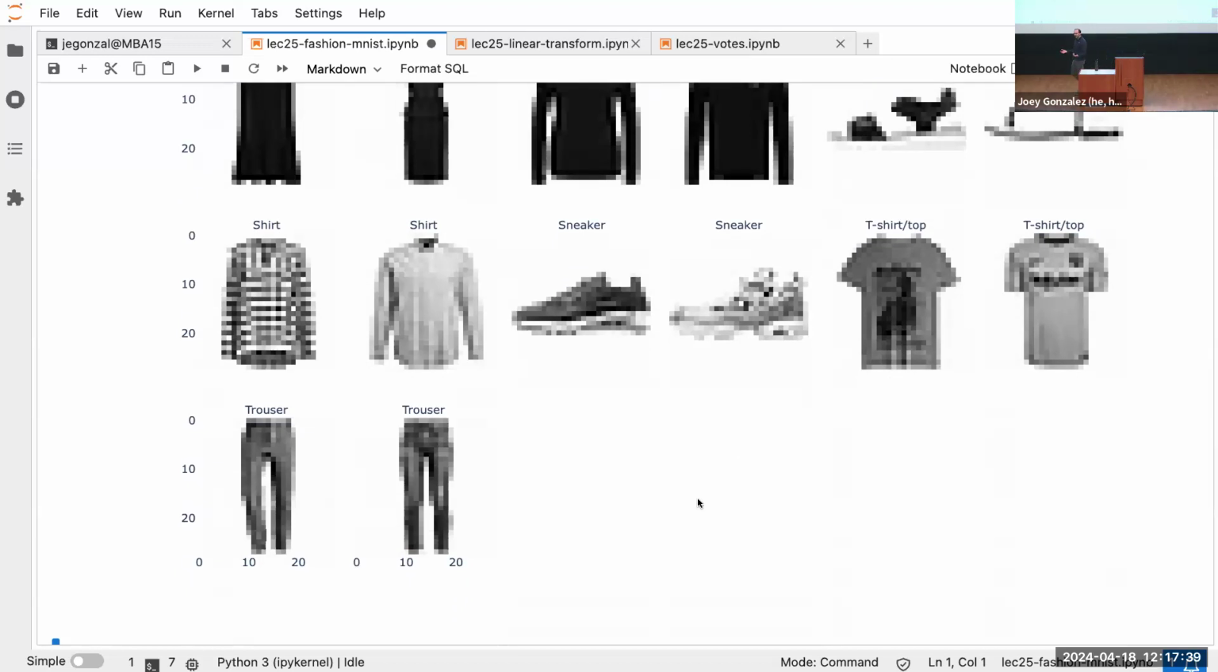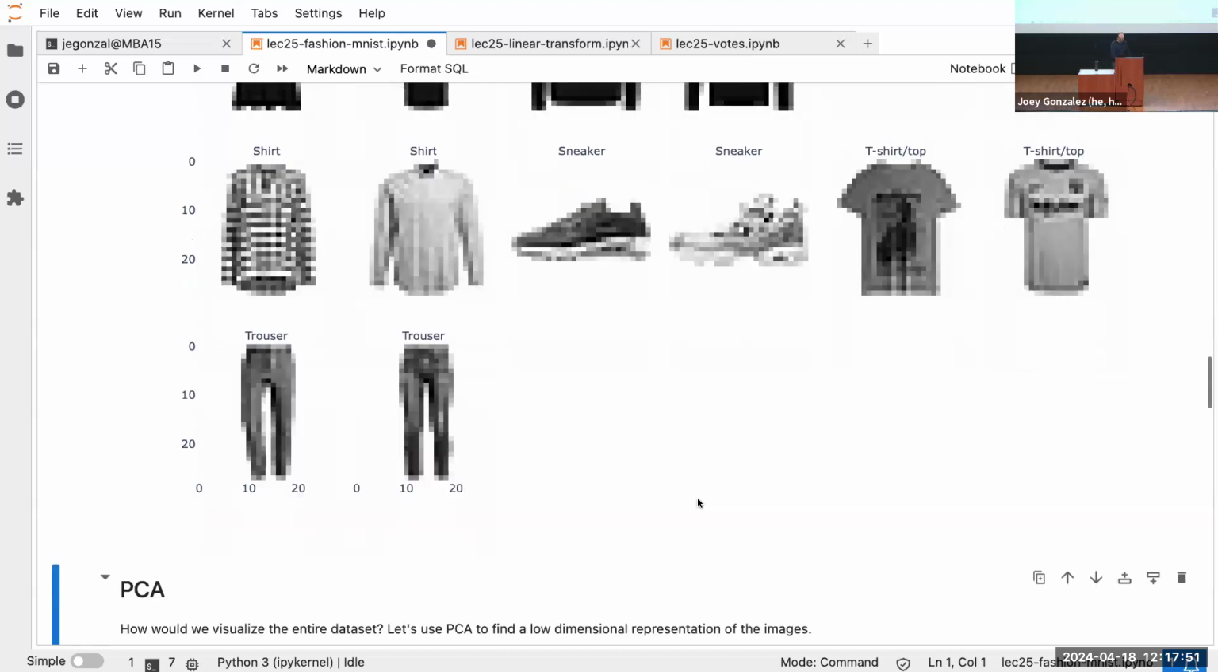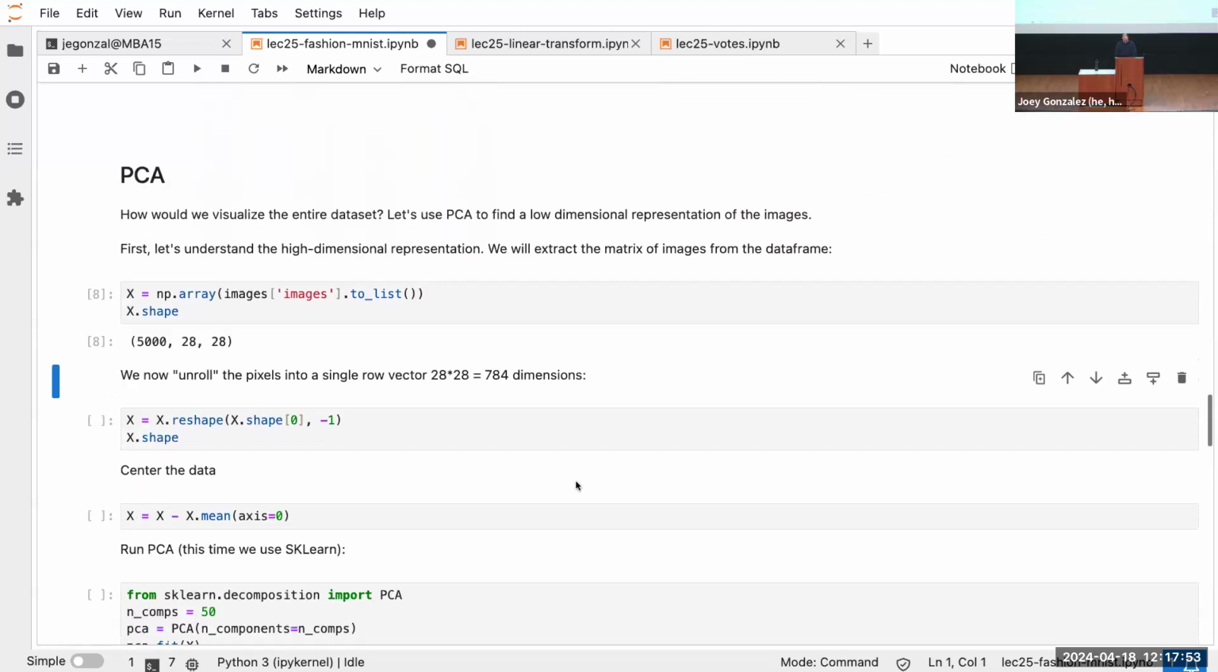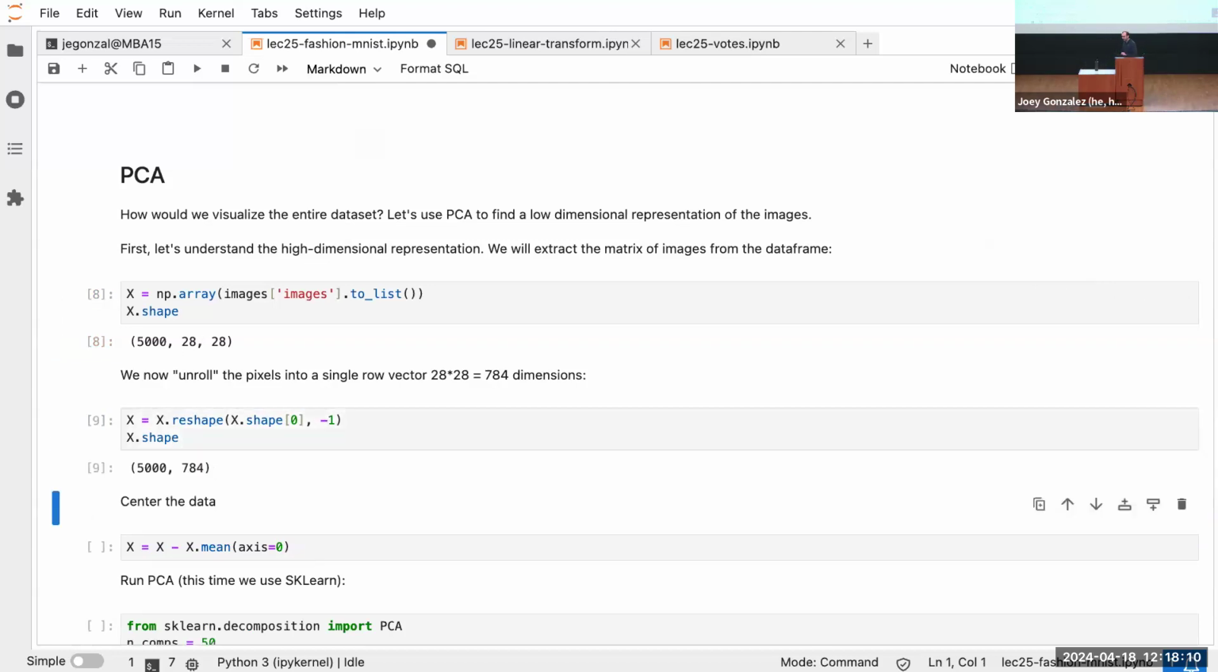In what space does this data live? How many dimensions is my data? So I have 5,000 images, and each image is 28 by 28. That's a tensor, and I don't even know how to deal with this. Each image is a matrix, so the first thing I'm going to do is reshape this. I'm going to unroll those matrices: take all the columns, take a column and stack it, take the next column and stack it. So I now have 5,000 images, and each image is now a 784-dimensional vector.